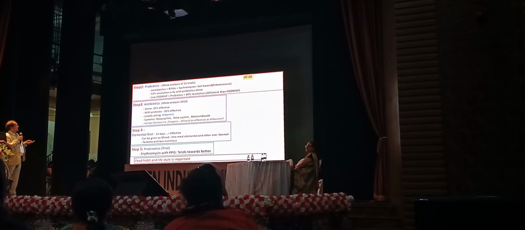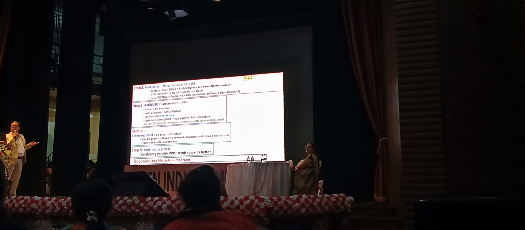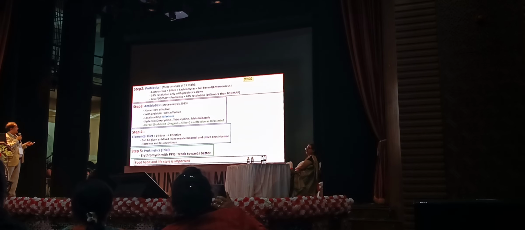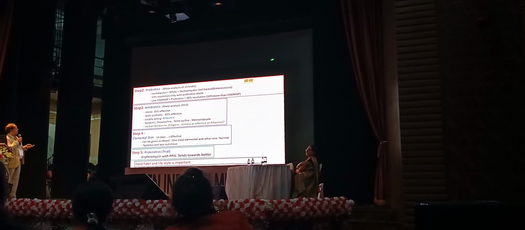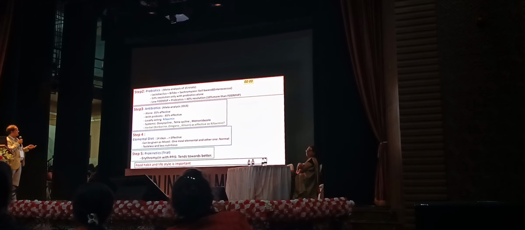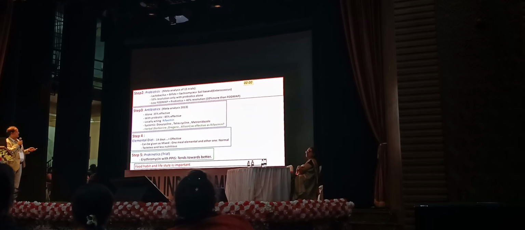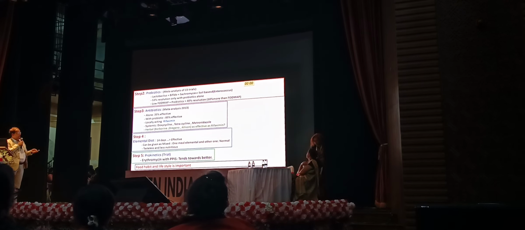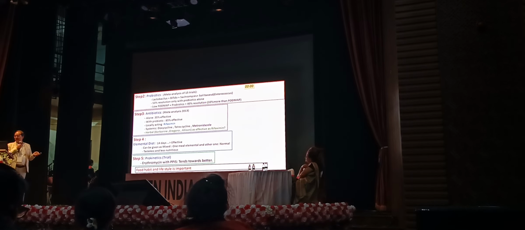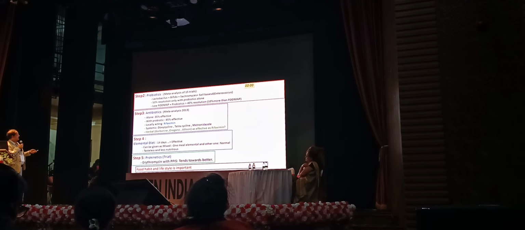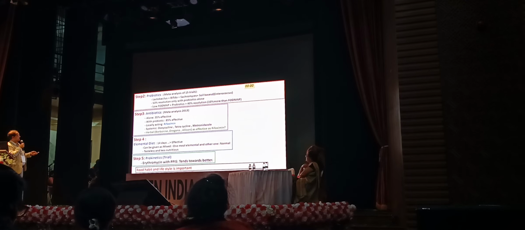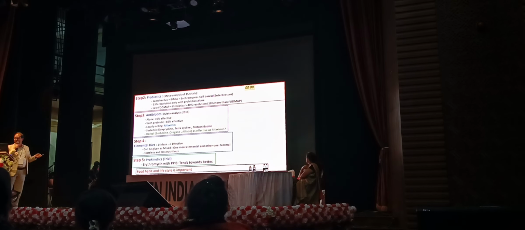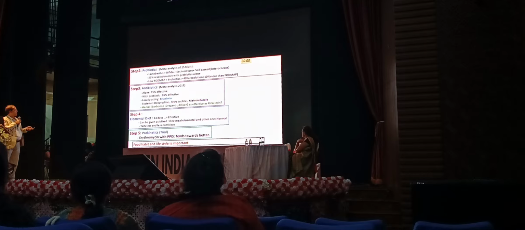Step 2, probiotics. You have a meta-analysis of 15 trials which say that if you give 4 probiotics: lactobacillus, bifidobacterium, Saccharomyces boulardii, and soil-based, these 4 have to be there inside the capsule to work, and then you will have 53% resolution with probiotics alone, and the symptoms will be relieved.